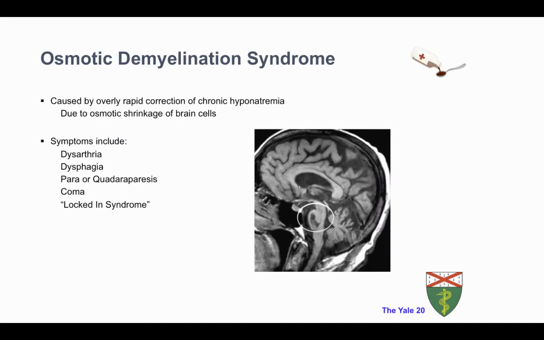So let's focus for a minute on osmotic demyelination syndrome, otherwise known as central pontine myelinolysis. As mentioned before, this is not caused by the hyponatremia itself, but rather by overly rapid correction of a chronic hyponatremia. And again, the word chronic is important here, because it's much more likely to happen if the brain has had time to downregulate its own intracellular tonicity. And the pathogenesis is, as mentioned before, swift movement of water out of cells secondary to an increase in serum tonicity, causing rapid cellular shrinkage. And some of the symptoms can include dysarthria, paralysis, or even coma, or the dreaded locked-in syndrome.